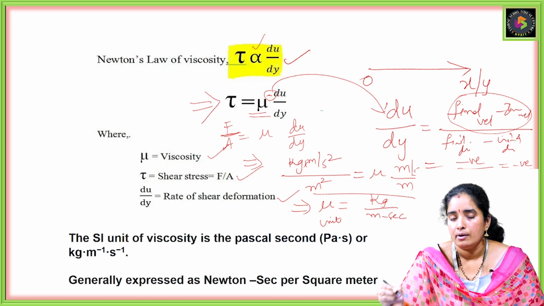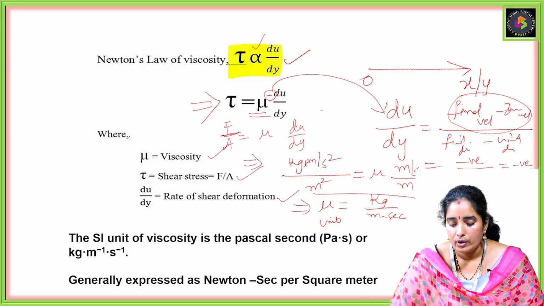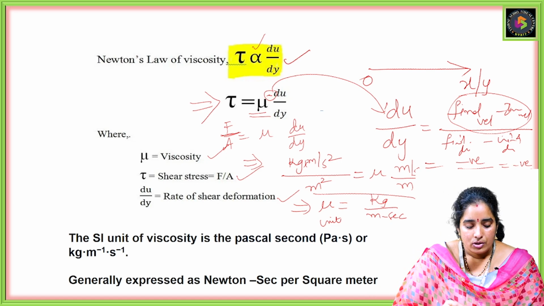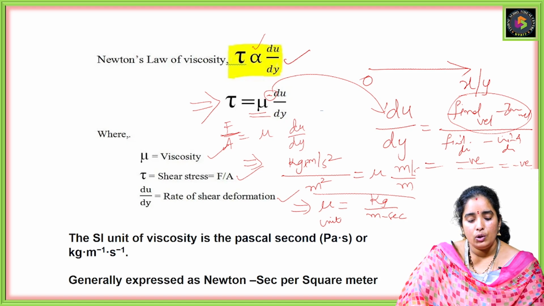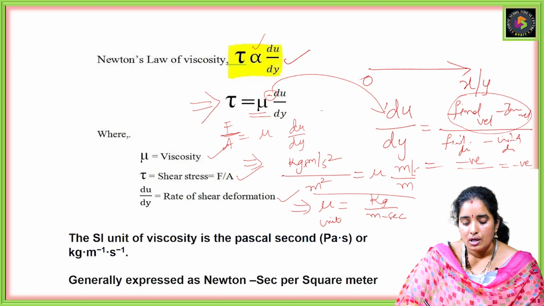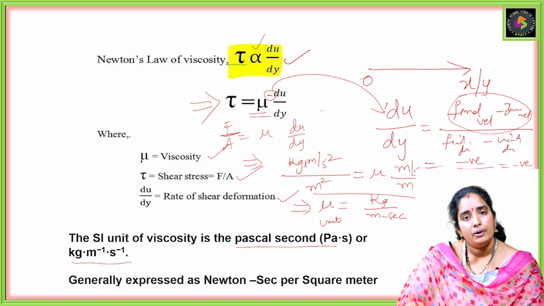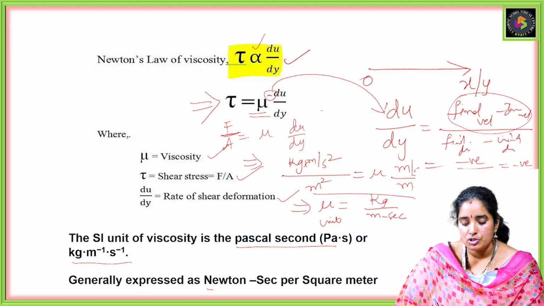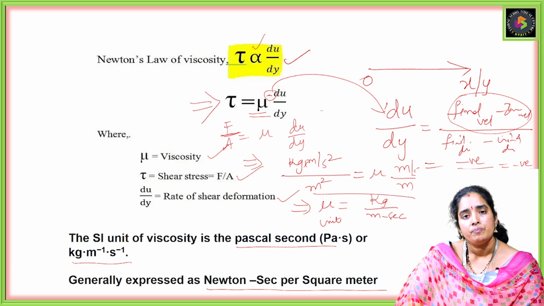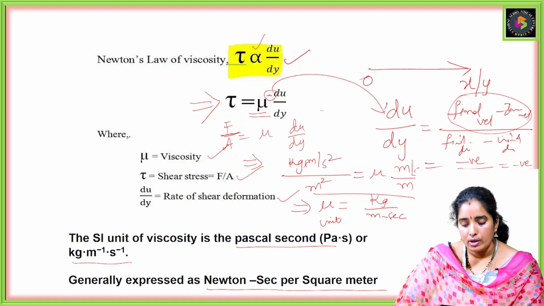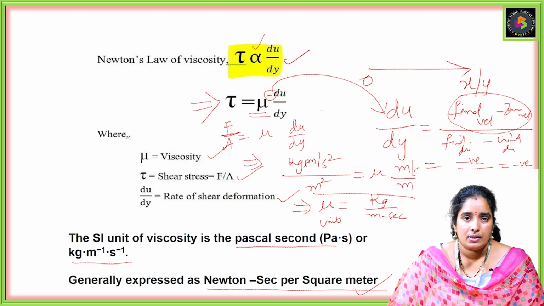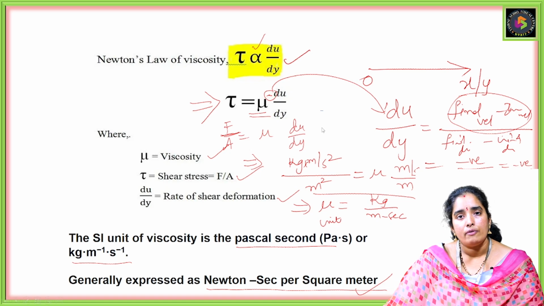This is how we can define it. Here you can see the different units of viscosity and how we can express them. We can express in terms of Pascal second or kg per meter second, or sometimes we generally express viscosity in Newton second per meter square, where Newton is kg meter per second square. If you apply this here, you get Newton second per meter square. This is about Newton's law of viscosity.